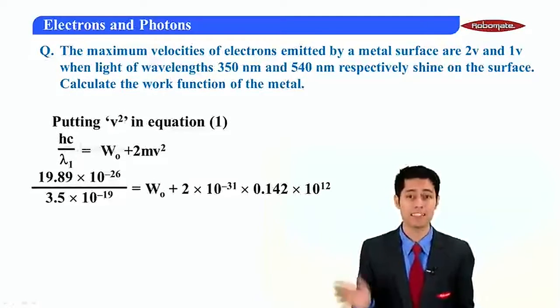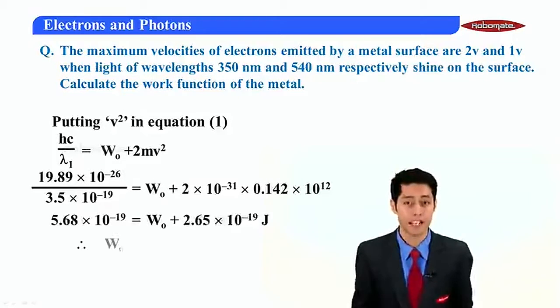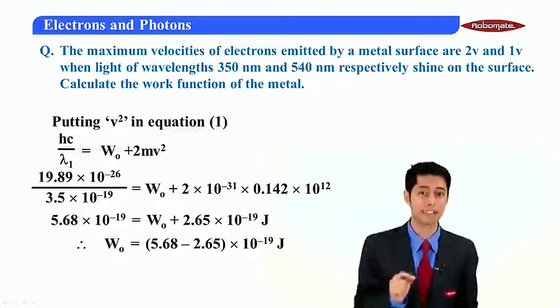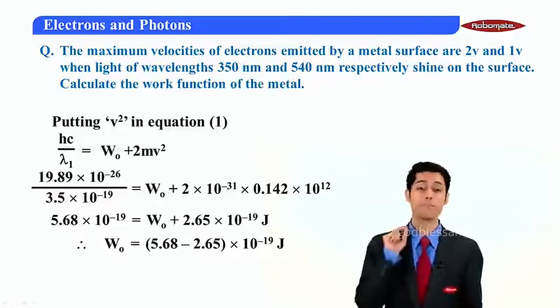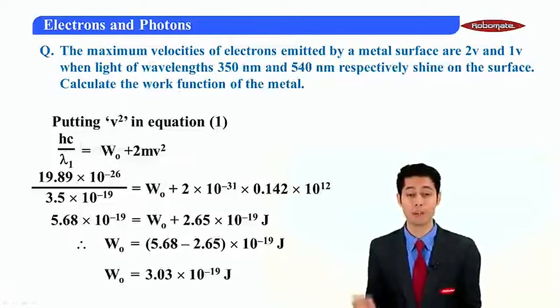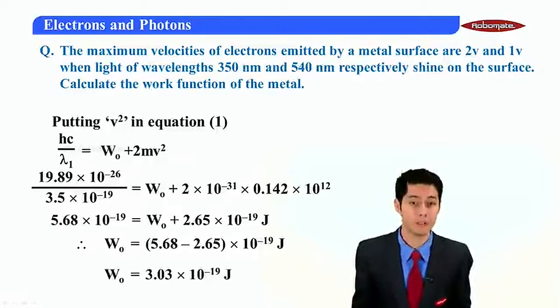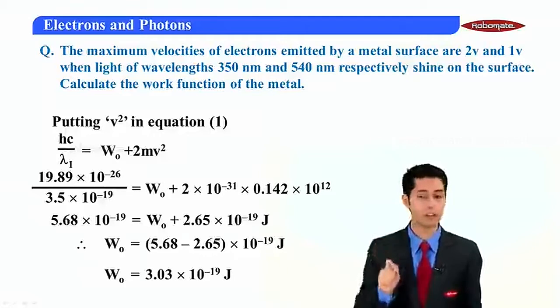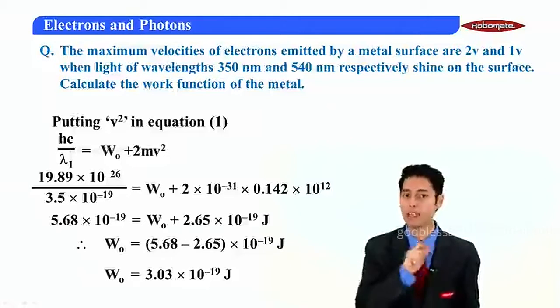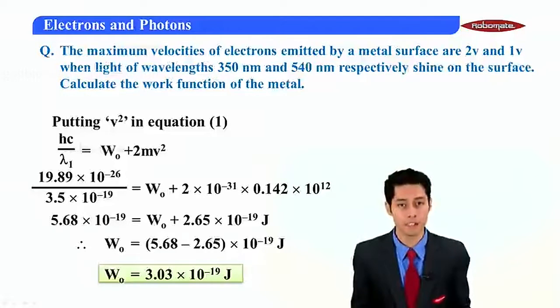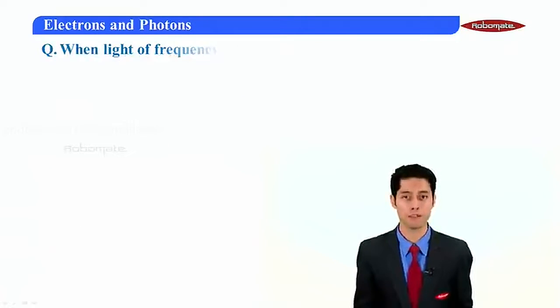So can I say this is how I'll substitute the value, and W naught alone will be 5.68 minus 2.65 into 10 to the power minus 19 joule after solving, and the final answer will come out to be 3.03 into 10 to the power minus 19 joule. Students, the solving part you should try on your own and you will easily be able to get to this answer. Now, this is the work function that we have found from the first problem.